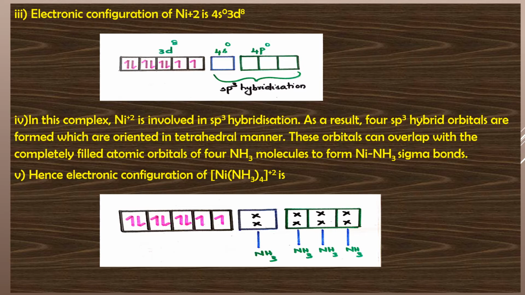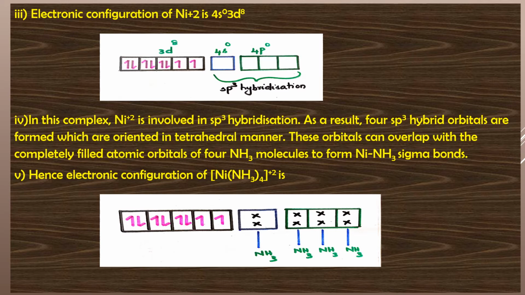You can observe it in the figure given below. There will be 4 vacant orbitals: one 4s and three 4p orbitals. Hence we say in this particular complex, Ni2+ is involved in sp3 hybridization, using one 4s and three 4p orbitals. Hence 4 sp3 hybrid orbitals are obtained, which will be oriented in a tetrahedral manner.